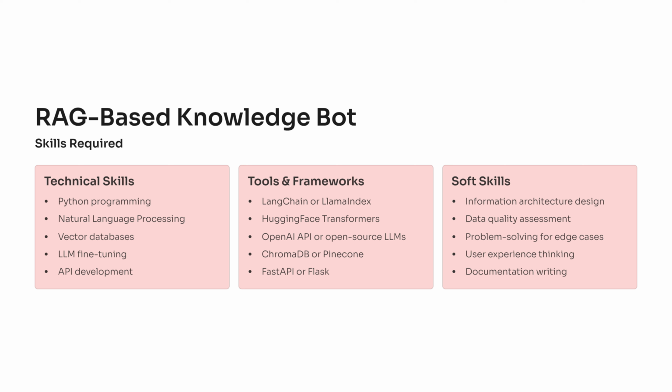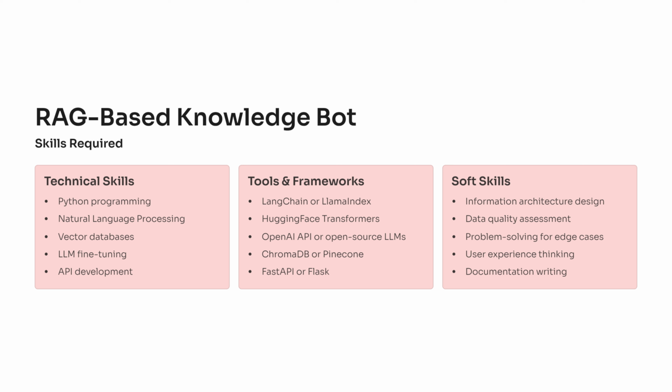Tools like LangChain or LlamaIndex help you connect the pieces together, while Hugging Face transformers handle the model side. Vector databases such as ChromaDB or Pinecone store your embeddings efficiently, and FastAPI or Flask lets you turn your system into an application that companies can actually use.